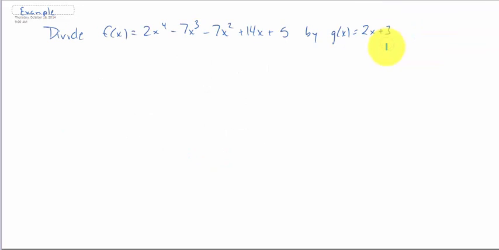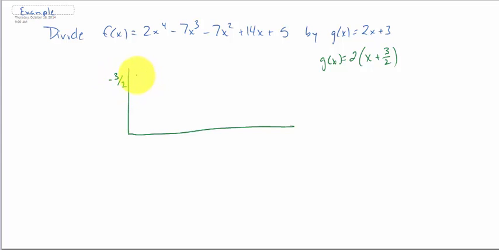So let's put it into practice here. Okay, so I'm dividing by 2x plus 3. Let's take and divide the 2 out. So this becomes x plus 3 halves. You don't believe me? Distribute that. So now I'm in the position where I can do synthetic division. So the number that goes out here is negative 3 halves. The coefficients inside are going to be 2, negative 7, 14, and 5.